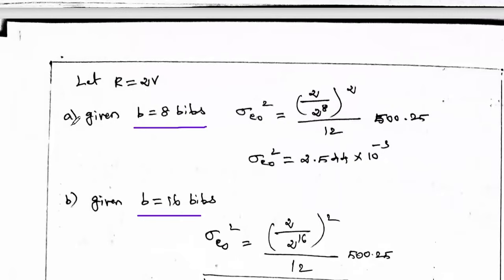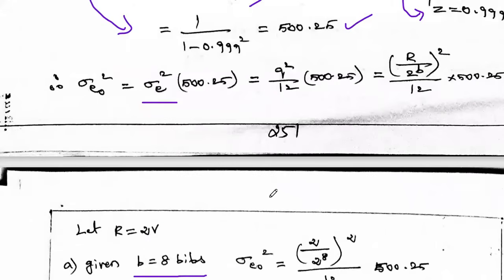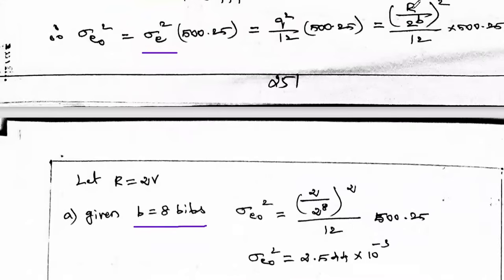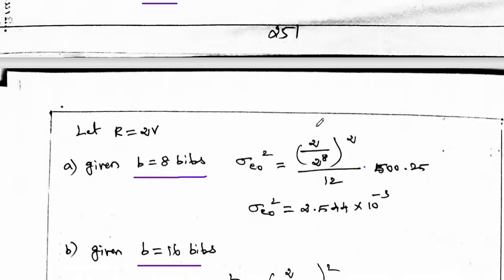In the first case, the number of bits used to make the quantization is B equal to 8 bits. Here the range is not given, so you just consider R equal to 2 volt. So for B equal to 8, sigma E O squared is equal to (2 by 2 to the power 8) the whole square divided by 12, into this 500.25. Using a calculator, you just calculate.